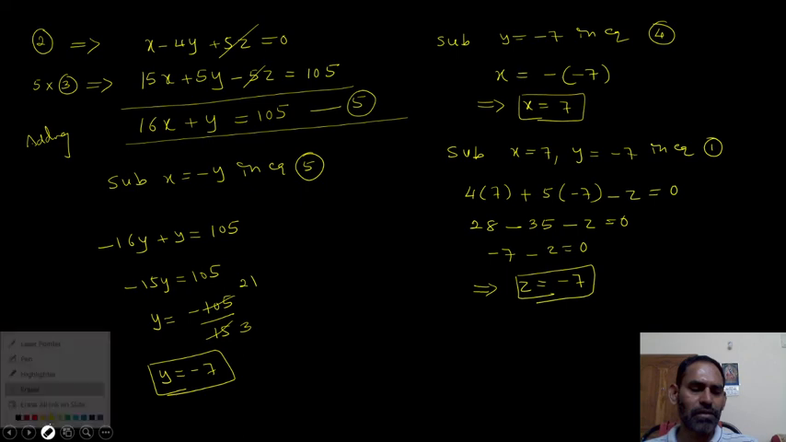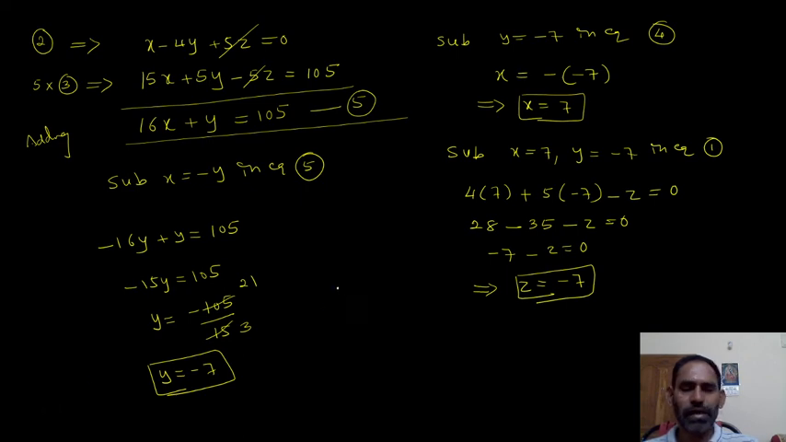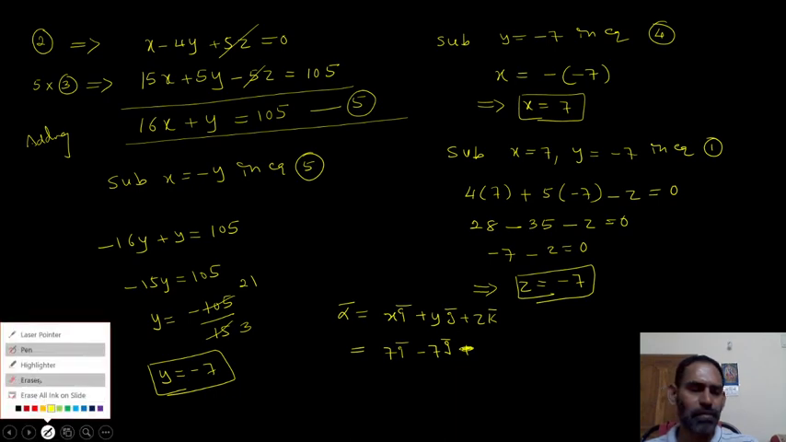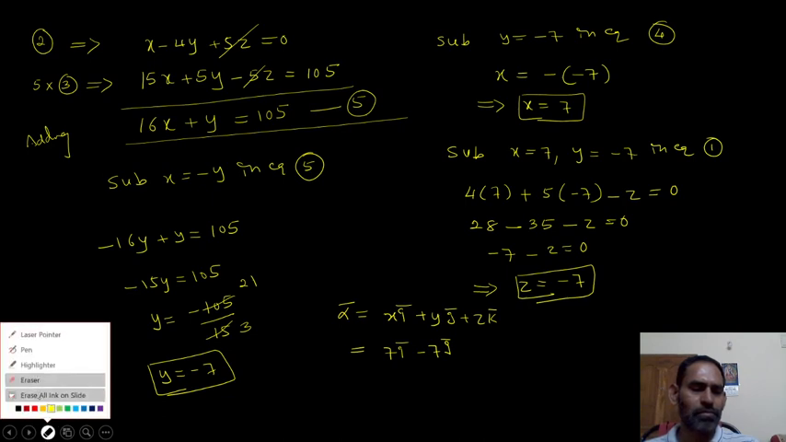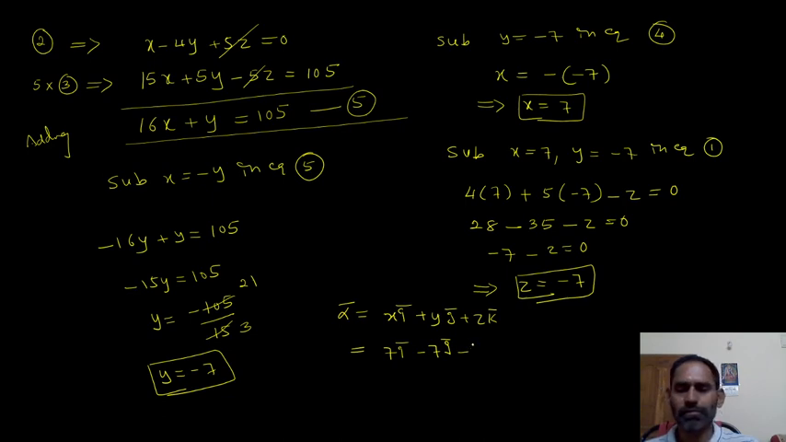Now we can write alpha. Alpha bar is what? Actually x i bar plus y j bar plus z k bar. Therefore x value 7i bar, y is minus 7j bar, plus z, which is minus 7k bar. This is the required vector alpha bar.